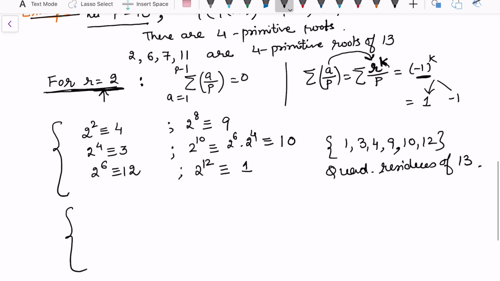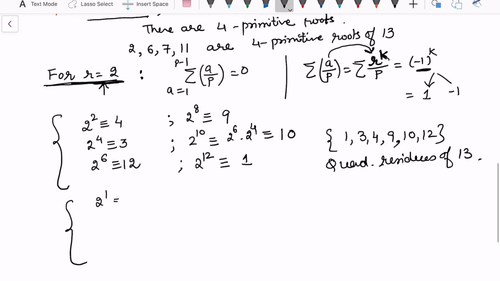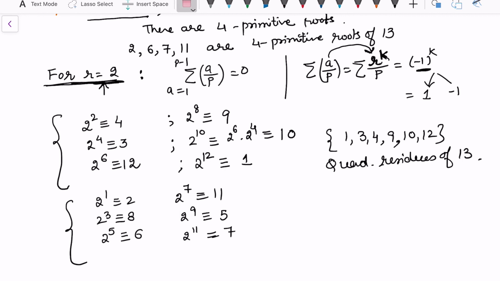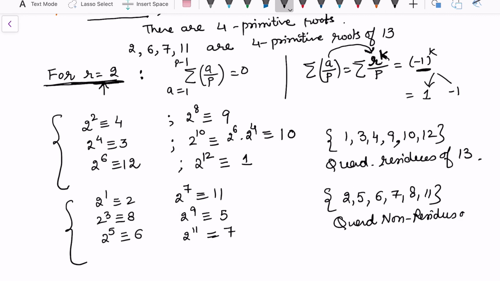Odd powers. So the odd powers are 2 to the power 1, which is congruent to 2, 2 to the power 3, that is 8, congruent to 8, 2 to the power 5, 32, that is congruent to 6, 2 to the power 7 is congruent to 11, 2 to the power 9 is congruent to 5, and 2 to the power 11 is congruent to 7. These are the quadratic non-residues. So the set 2, 5, 6, 7, 8 and 11 are the quadratic non-residues of 13.